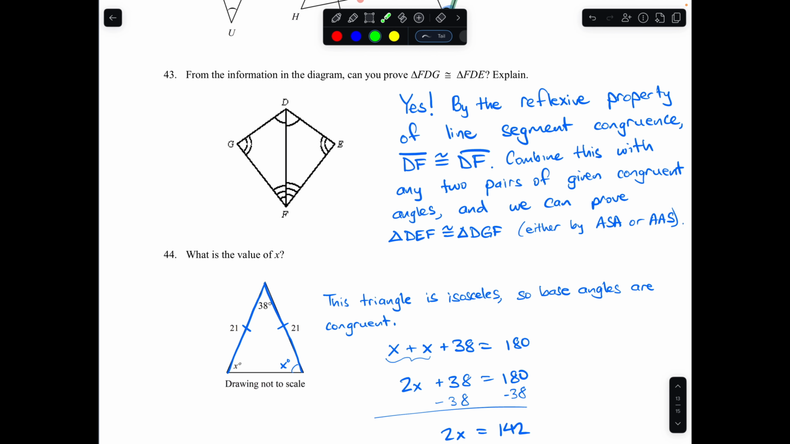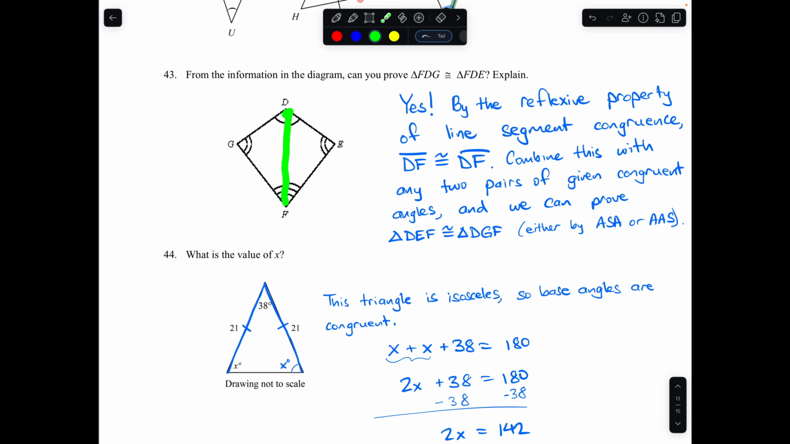43. Can we prove that the triangles are congruent? Yes. Don't be fooled. This looks like angle, angle, angle, right? And we know that angle, angle, angle does not prove congruence. But we do have this hidden side length here. DF is a side length of the left triangle. It's also a side length of the right triangle, and by the reflexive property, it has to be congruent to itself.